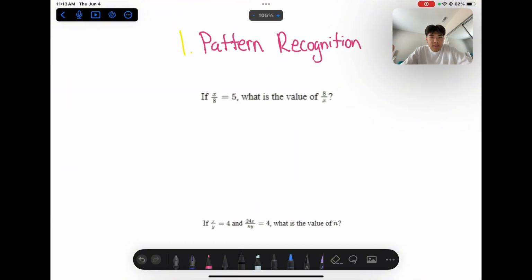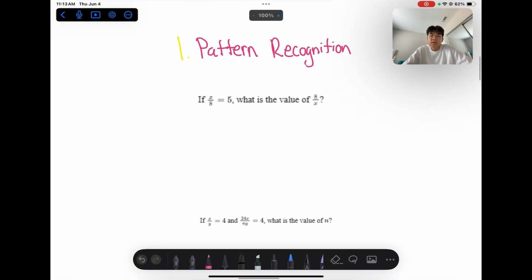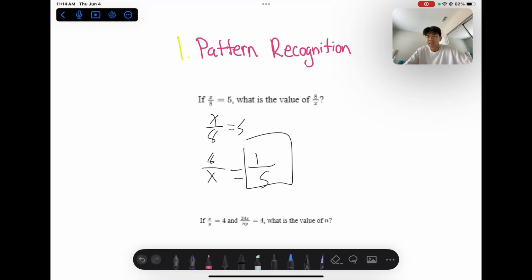You see this one, it says if x over 8 is 5, what is the value of 8 over x? The first thing you should notice here is that they're reciprocals, right? We know that x over 8 is 5. I'm trying to find 8 over x. Since that's just a reciprocal, we just flip it. So then it will just be 1 over 5. That's how you get your answer in like a second.